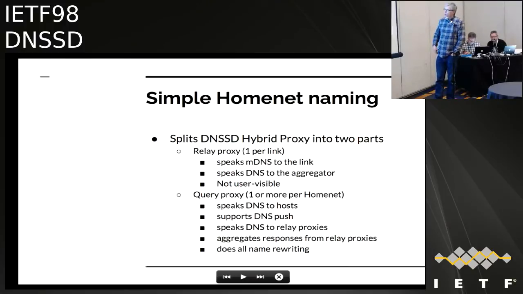So anyway, the relay proxy is not user visible, but it does speak DNS protocol to the aggregator, which is the querying proxy. Query proxy is what hosts actually talk to when they're trying to discover services, and it speaks DNS to hosts. It supports DNS push for hosts, and it speaks DNS to relay proxy. The DNS protocol is what I mean by DNS to relay proxies. It aggregates responses and does all of the name rewriting you would expect it to do. So basically, this thing together acts as a discovery proxy. Next slide.